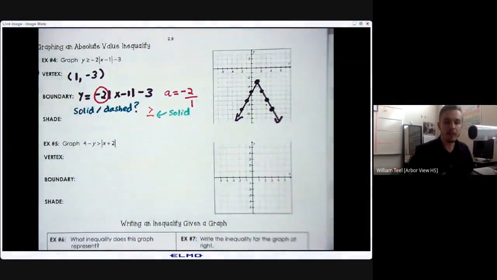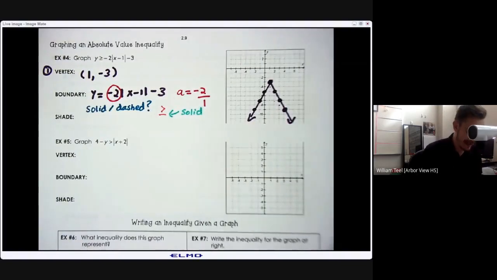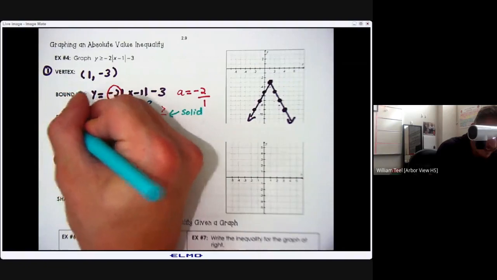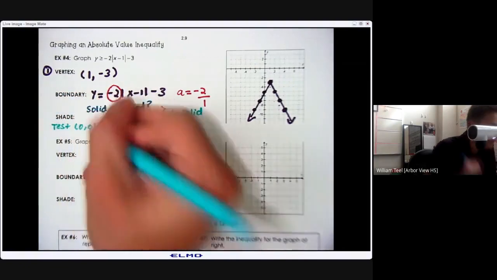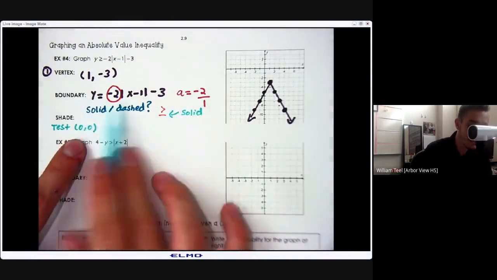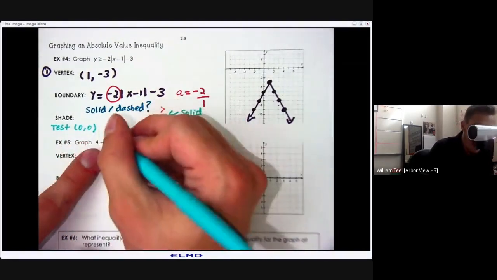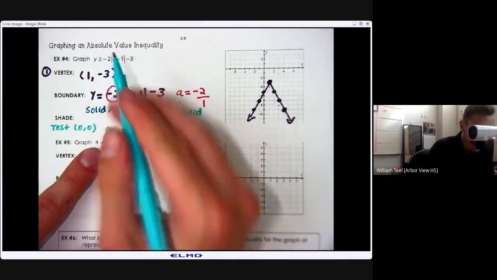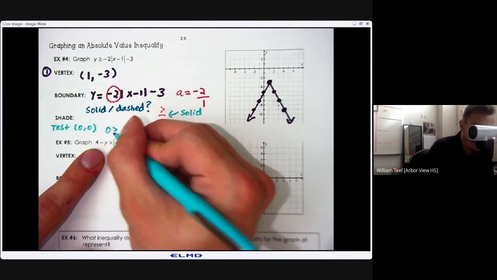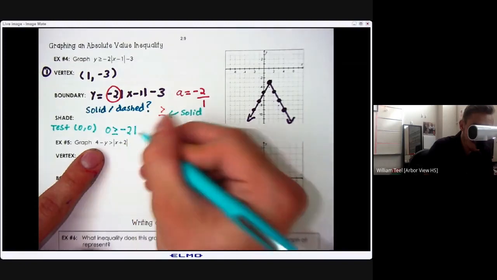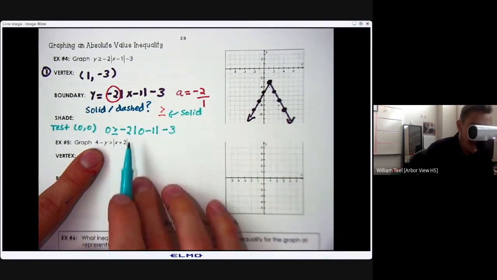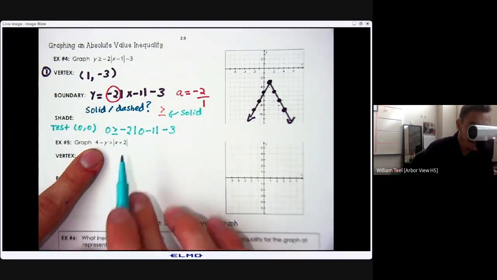Now I'm going to figure out where I'm shading. So I'm going to do my test point. Our test point is always going to be 0, 0. So I'm testing 0, 0. So let's go ahead and plug that in. If I plug 0, 0 into that absolute value, I'm going to have 0. And again, I'm going to include the inequality here. So 0 is greater than or equal to -2 times the absolute value of 0 minus 1, minus 3. The absolute value of 0 minus 1, that's going to be +1.